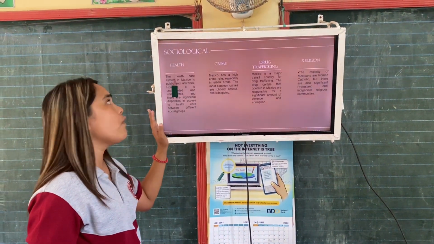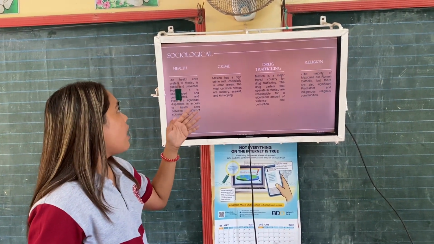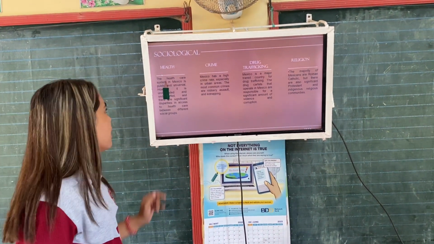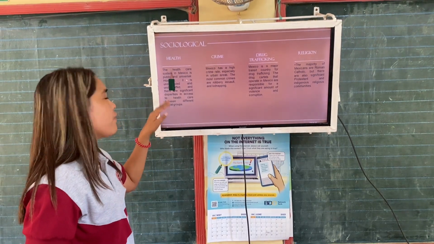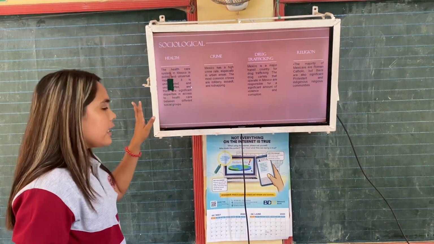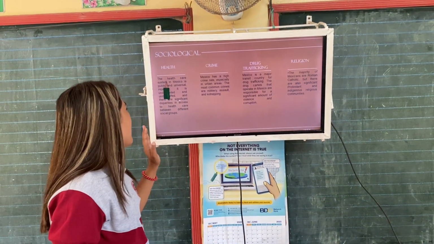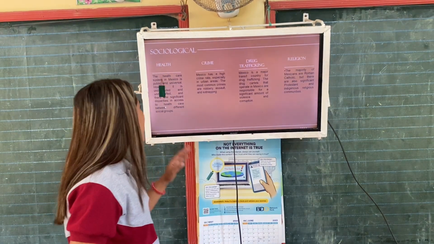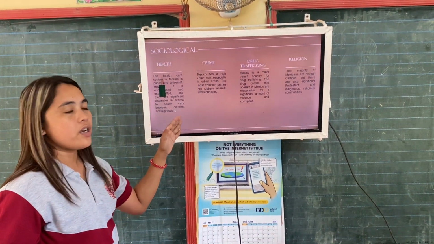And now let's move on to the sociological aspects of Mexico. In terms of health, the healthcare system in Mexico is public and universal. However, it is underfunded and understaffed, and there are significant disparities in access to healthcare between different social groups.